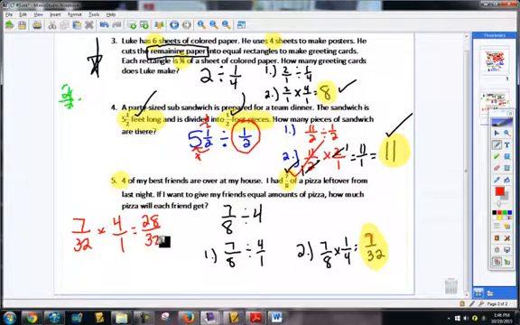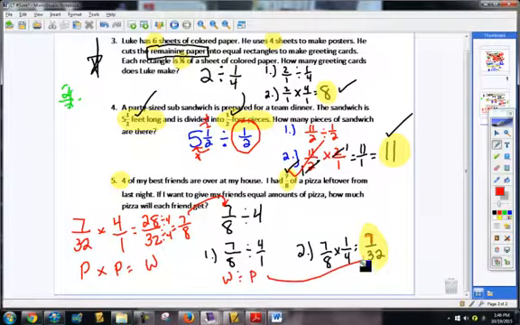28 over 32, they would both share a factor of 4. Here's my 7/8. Gets me back to my whole. So this is part times part equals whole. This over here is whole divided by part, and it gave me a part. Okay? Hopefully you're seeing how that's working.